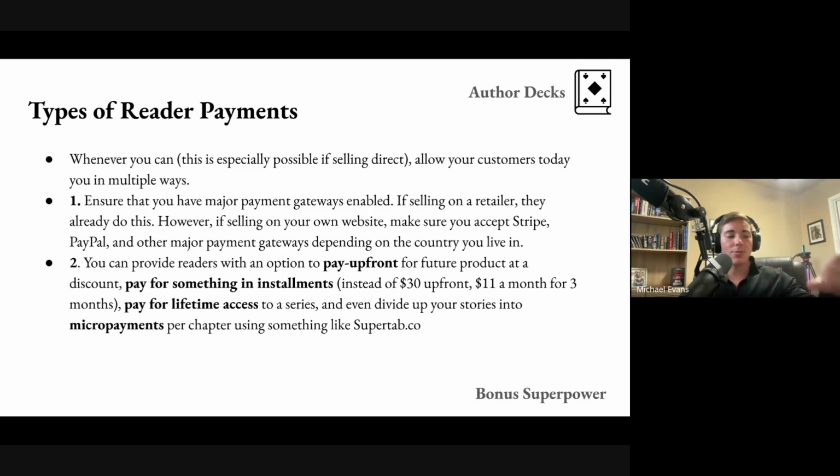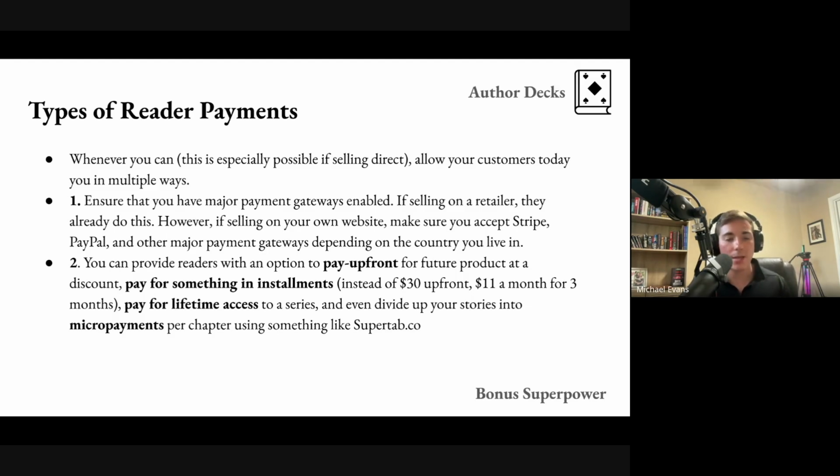And there's even more options here. There's micropayments. What if someone wants to pay for sections of a story, for sections of a chapter, for a blog post, for a character interview, for bonus art, right? And you want to make it super affordable through a micropayment. There's things like SuperTab.co that are making this easier, where SuperTab.co, that's the website, literally just makes micropayments super easy. There's other sites out there.